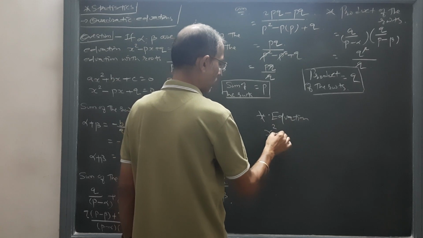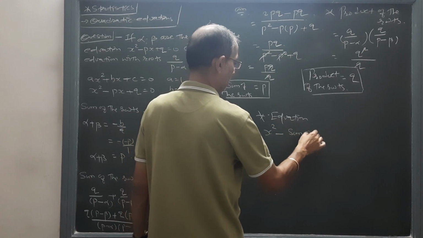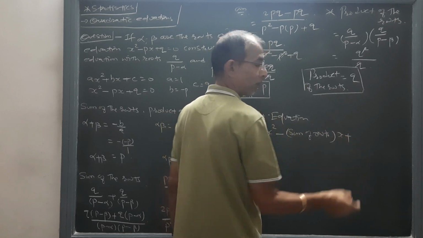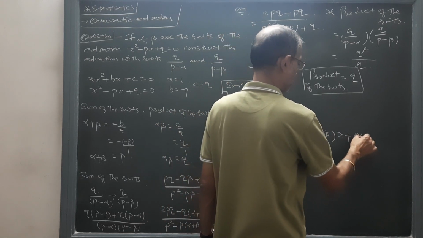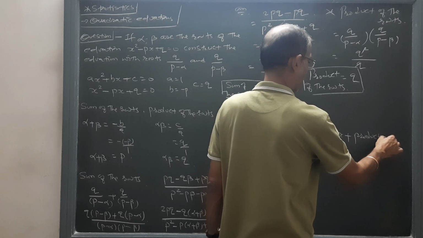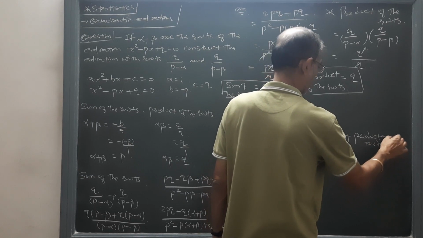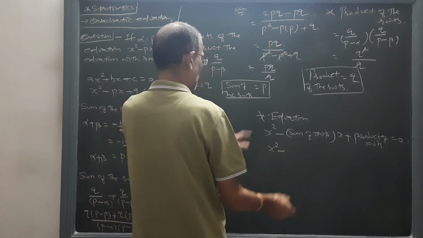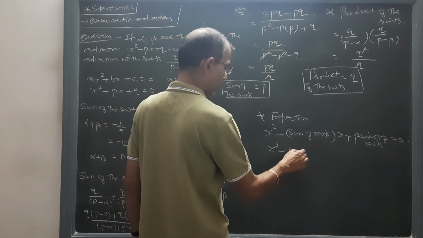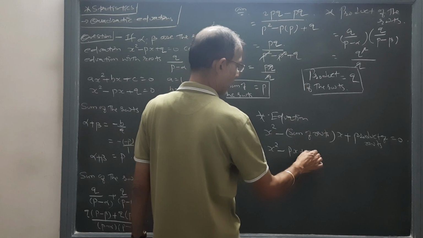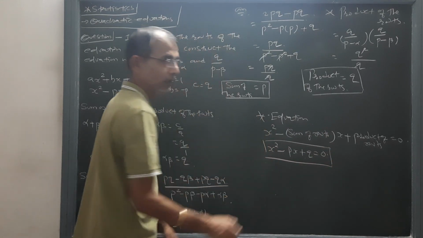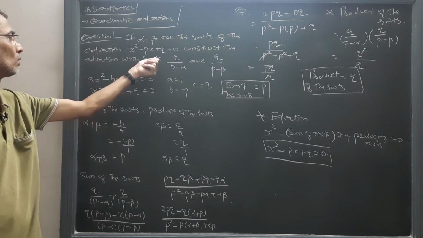Now the equation is x square minus the sum of roots x plus the product of roots is equal to 0. Now x square minus the sum of roots gave us px and the product of roots gave us q. So the given equation will be the same, that is the question.